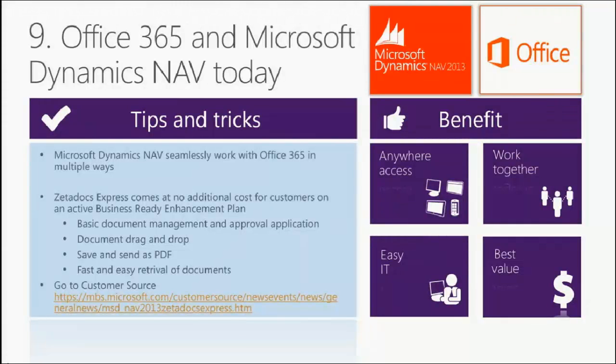So if you go to customer source and or partner source, search for Docs Express, you will find this application. And again, they have also created some very nice videos around how you implement it and the key features as part of the solution. What I'm going to show you, I've already implemented, but essentially it's a fact box you get as part of NAV. You can display that fact box on your items, on your sales invoices, or on your customers.